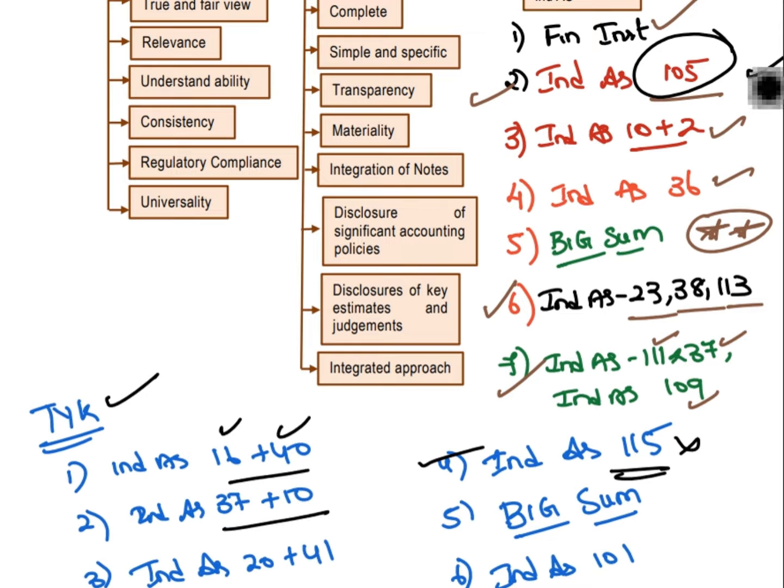Ind AS 37 and Ind AS 10. If you already know Ind AS 37 and Ind AS 10, why skip this question? Just see this question once and go to your exam. Here Ind AS 20 and 41, that is government grant and agriculture, together make a question.